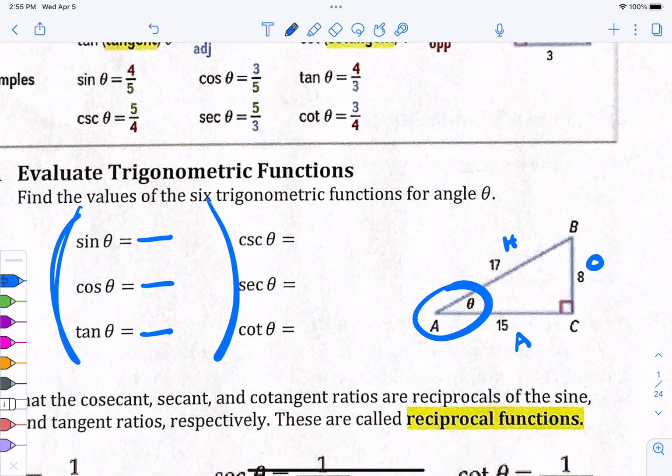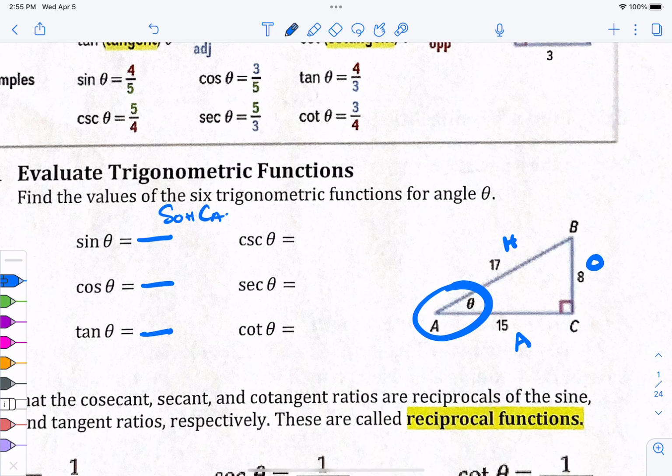So we have SOHCAHTOA. Rewrite it or refer to the top if you need to. For sine, O comes first and then H. So it will be what over what? 8 over 17. That's it. Okay. Cosine is CAH. That will be 15 over 17. And tangent is TOA. 8 over 15. Questions about that? Okay. Then tomorrow we'll eventually use those to figure out what the angle is.